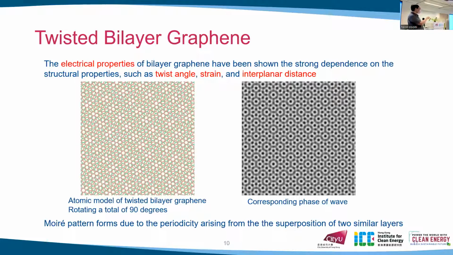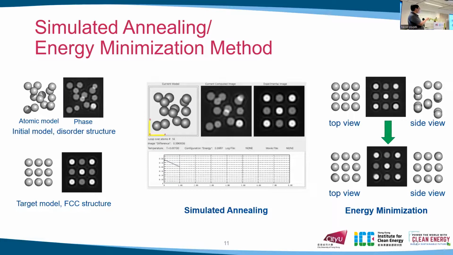So here we develop another method. We call it the simulated annealing and energy minimization method. Here is a demonstration. The initial model is a disordered structure like this, and we want to recover it to an FCC structure. Simulated annealing is an optimization algorithm. Using this, we will change the position of each atom, and then we can calculate the image of this model.